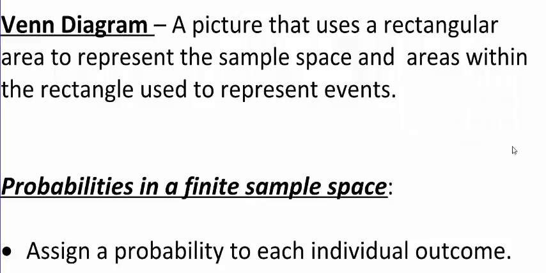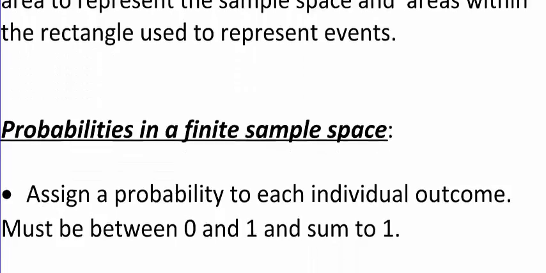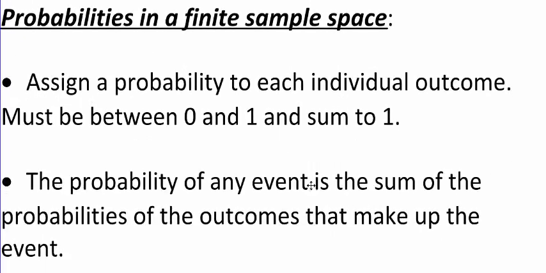So then next, looking at probabilities in a finite sample space, you assign a probability to each individual outcome, which must be between 0 and 1, and sum to 1. These are two characteristics that must be true when you're looking at any probability model of any kind. We've done a little bit of this before when we were doing normal curves and density curves, and it's very similar. Your probabilities all must be between 0 and 1, and if you take all of the probabilities from the sample space and put them all together, they should sum to 1.